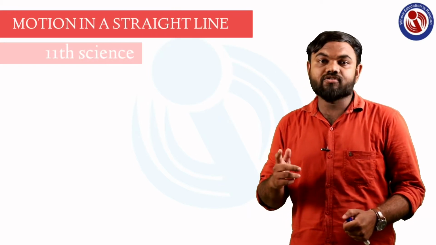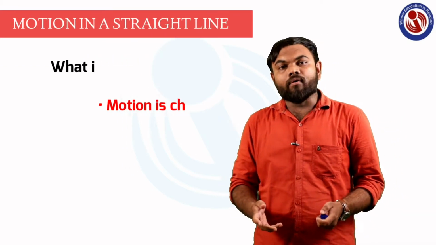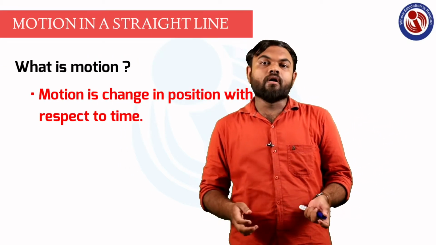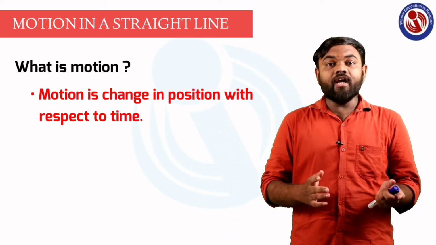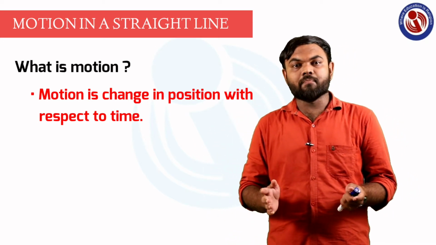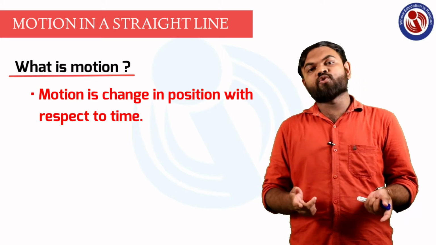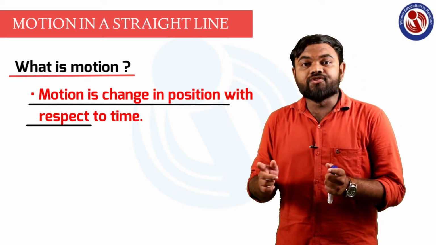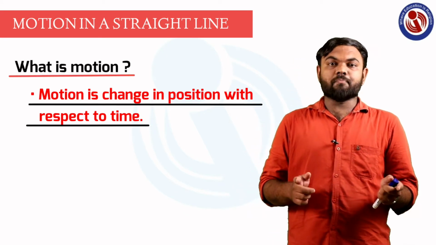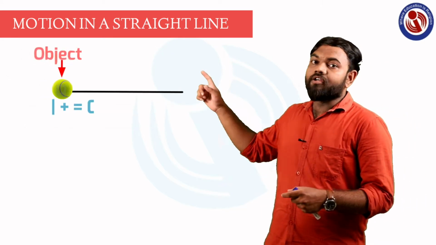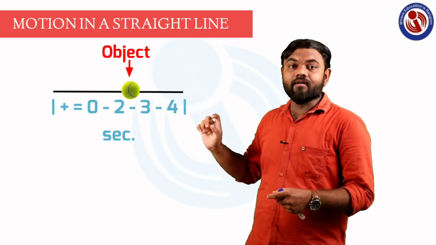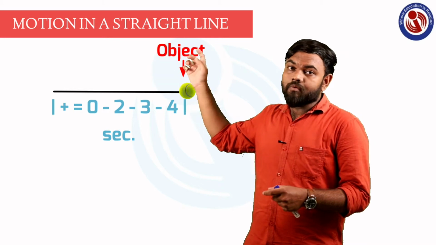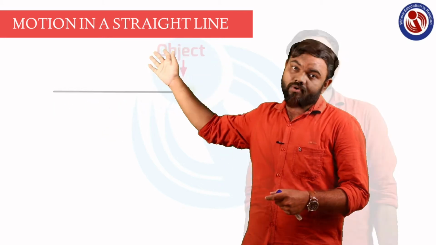We are starting chapter number 3 in 11 science. It is motion in a straight line. First of all, what is motion? Motion is a change in position with respect to time. Here you can see one object changing position with respect to time.